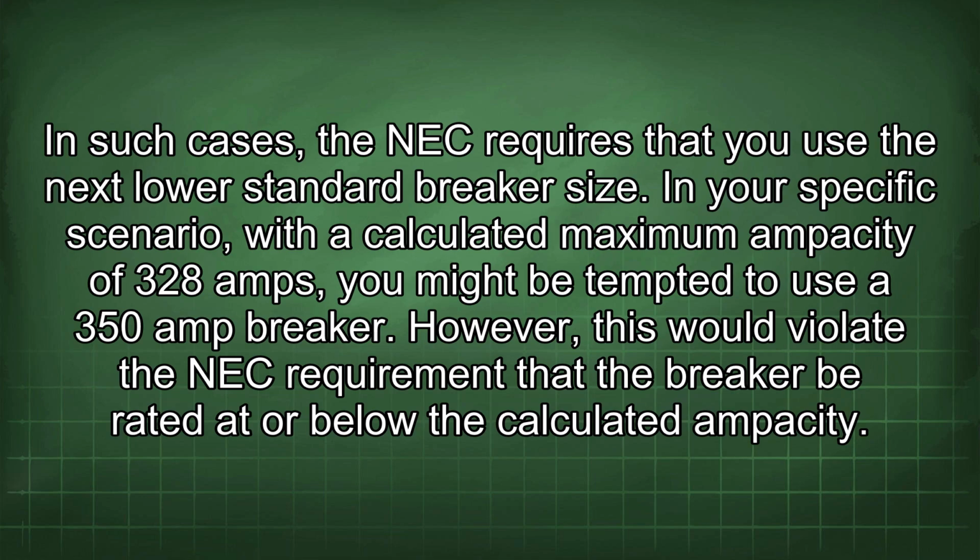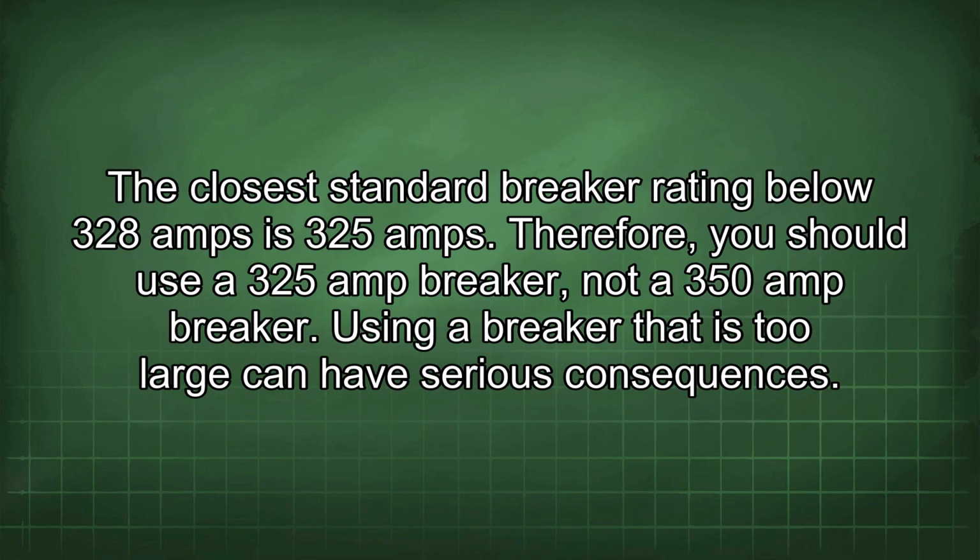In your specific scenario, with a calculated maximum ampacity of 328 amps, you might be tempted to use a 350 amp breaker. However, this would violate the NEC requirement that the breaker be rated at or below the calculated ampacity. The closest standard breaker rating below 328 amps is 325 amps. Therefore, you should use a 325 amp breaker, not a 350 amp breaker.